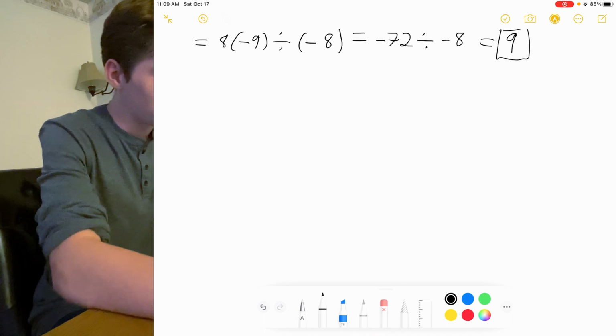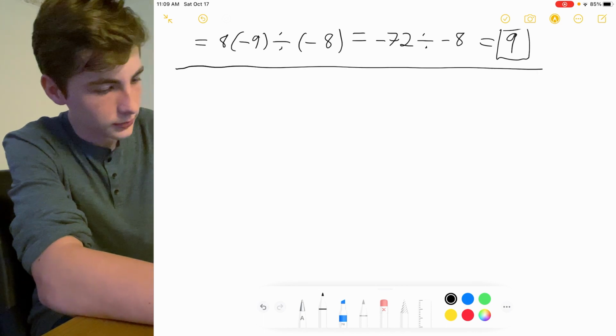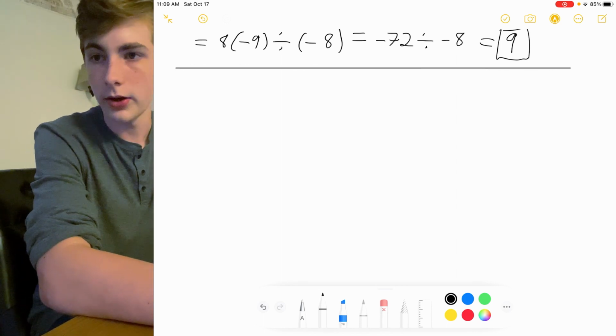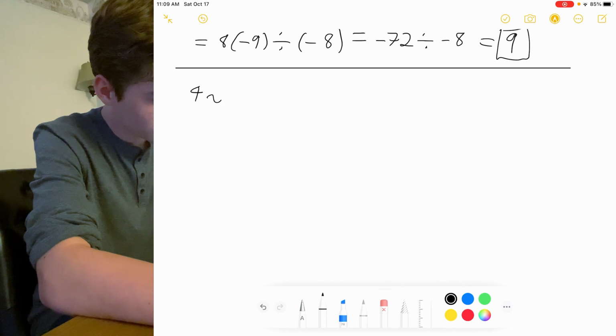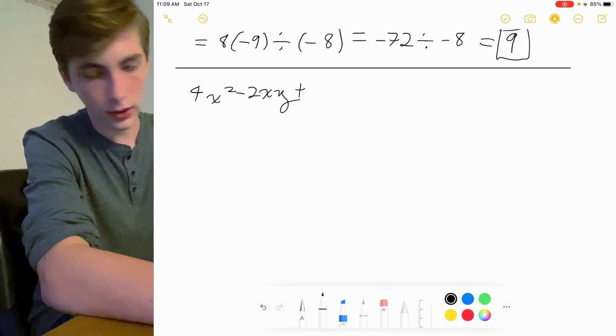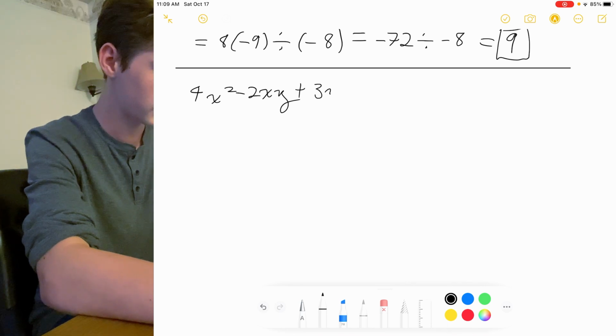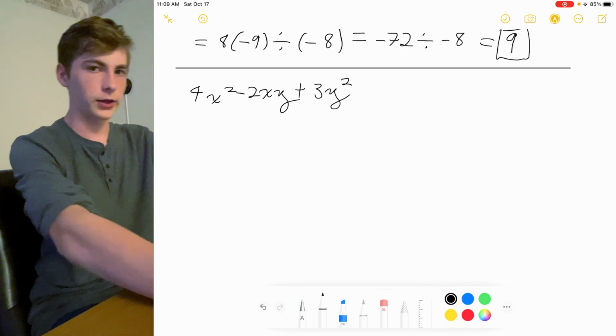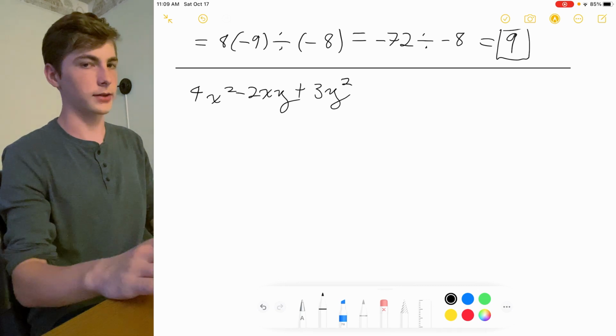So let's take the expression. This is just going to be variable expressions with integers: 4x squared minus 2xy plus 3y squared. And I'm just warning you, you're going to be seeing this kind of thing a lot in Algebra 2.